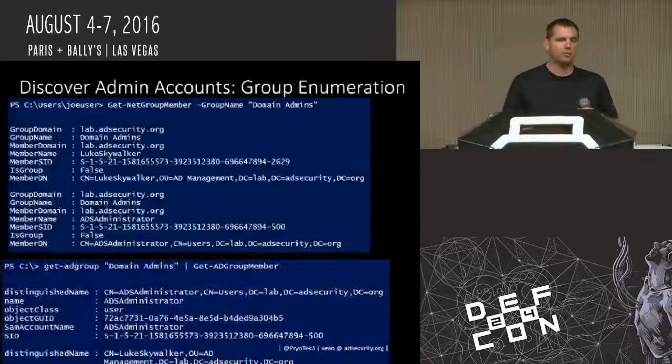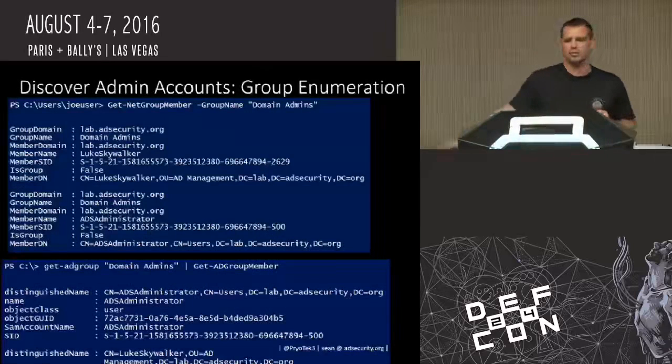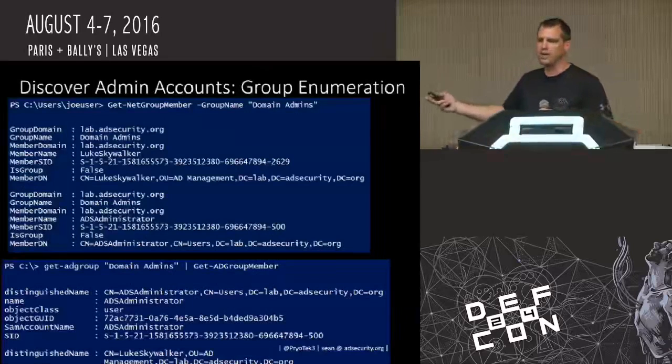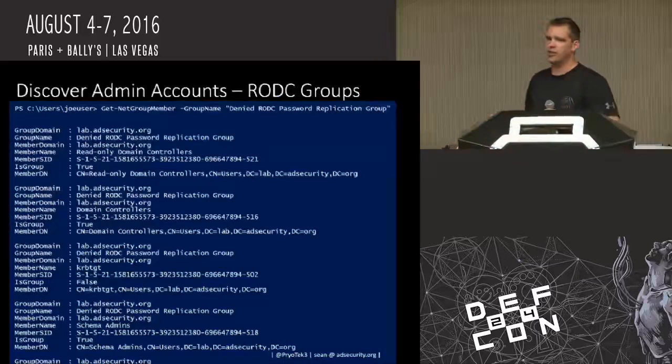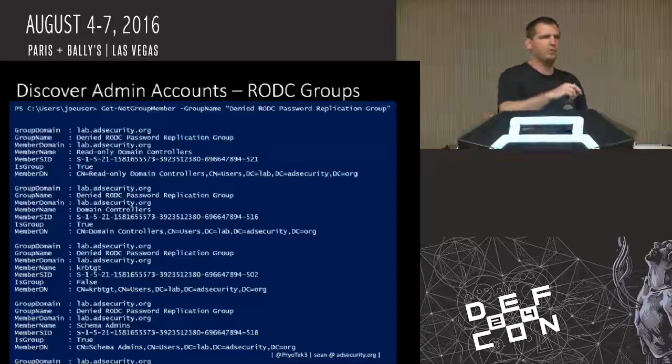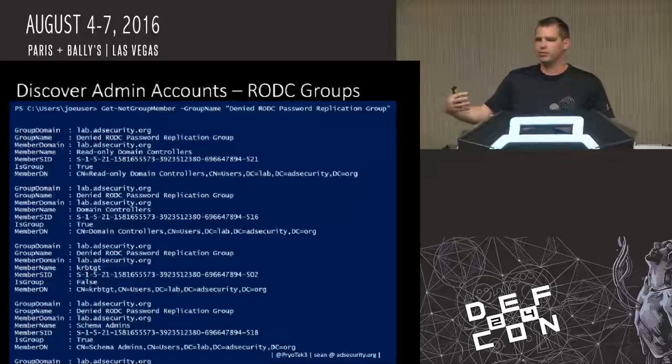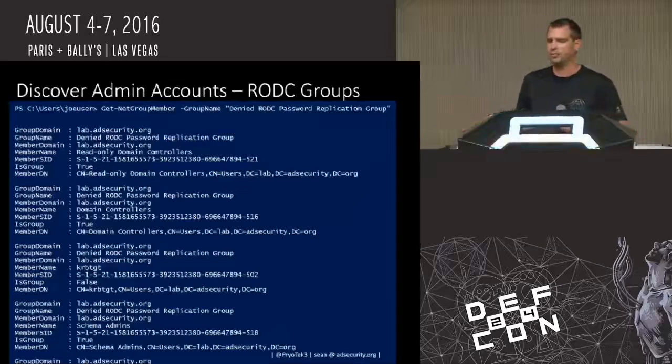So the old school way for group enumeration, finding your domain admins, is what? Right. Group name domain admin. We have two. Luke Skywalker, ADS administrator. We can also enumerate the membership of the RODC groups. Denied RODC password replication group, because enterprises should be configuring this so that way these admins are not storing their passwords on RODCs, especially if they have RODCs in the environment.